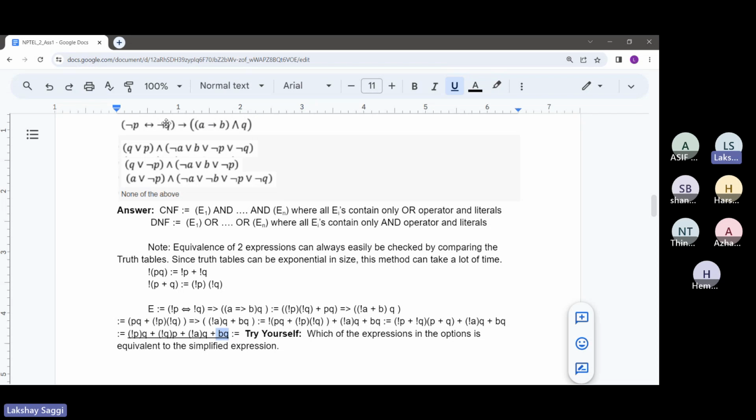So in option A, if B and Q are true, then here "not A or B" or "not P or Q" will resolve to true because B is true. Similarly, here "Q or P" will resolve to true. So this will resolve to true and true, which is true. So at least when B and Q are true, this E is true as well as option A is true.